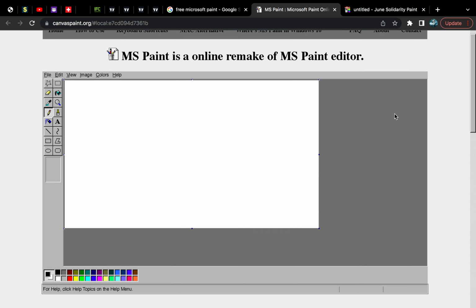Boy, was Microsoft Paint always this abysmal? You don't even have a picker? So bad.